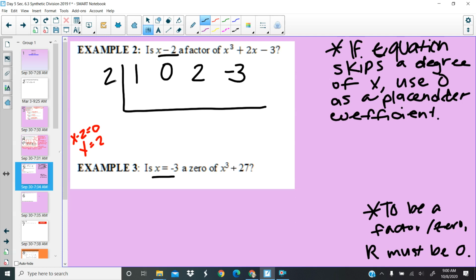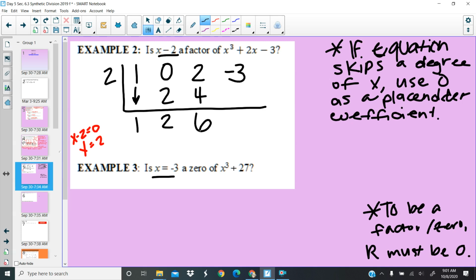Now I'm going to go through that whole synthetic division process by dragging down my first coefficient first, getting a 1. And then I'm going to multiply by the number on the outside. So 1 times 2 is going to give me 2. Now I need to add my column. So 0 plus 2 is 2. And then multiply by the number on the outside. So 2 times 2 is 4. And now I add my column again. So 2 plus 4 is going to give me 6.